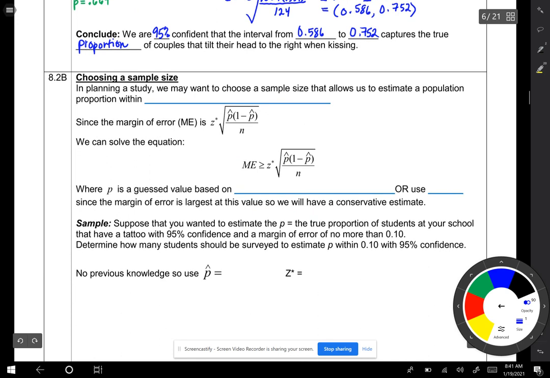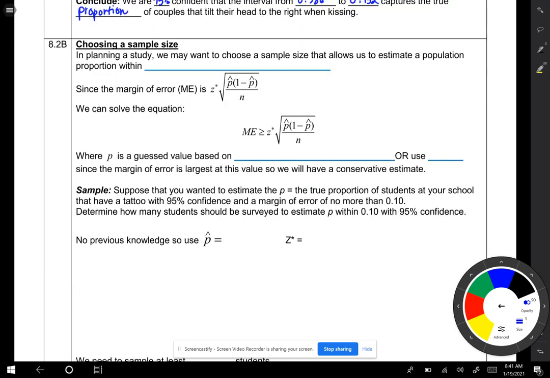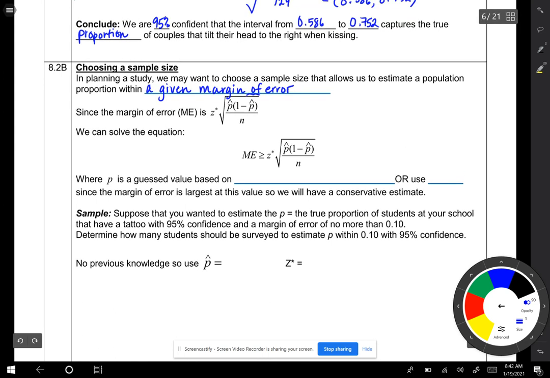Okay, for our last example, choosing a sample size. In planning a study, we may want to choose a sample size that allows us to estimate a population proportion within a certain margin of error. And remember, the margin of error is always equal to the test statistic times the standard deviation of our sample. So our standard error, that's what it's called, of our sample. So that gives us the margin of error. So this is how we calculate the margin of error.